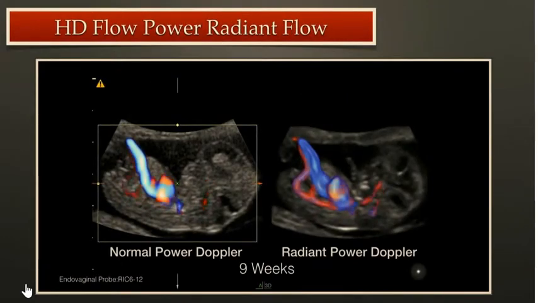The Doppler on the left is the traditional Doppler display. The image on the right is called radiant flow. Notice the 3D appearance of blood flow using this new imaging modality.